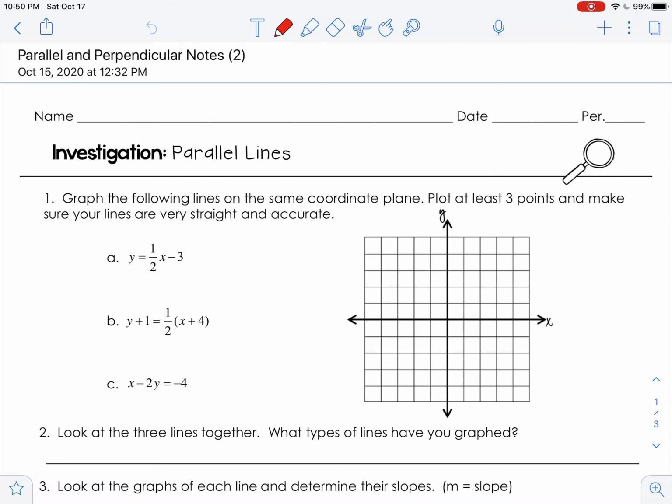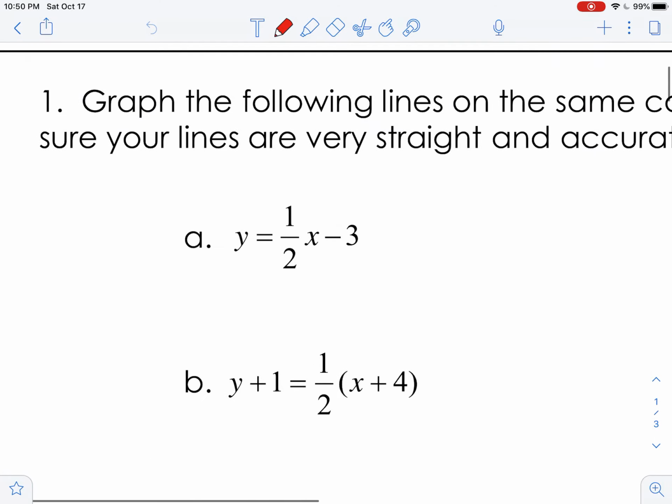All right, the second half of today's lesson is going to be talking about parallel and perpendicular lines. And this is really just kind of an investigation of parallel and perpendicular. So I'm going to go through the notes for both this page and the second page. But again, your goal is to be able to at least identify whether the lines are parallel or perpendicular. So it says number 1, graph the following lines on the same coordinate. Plot at least 3 points and make sure your lines are very straight and accurate.